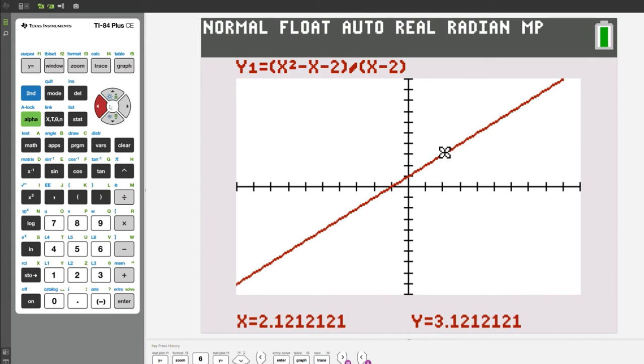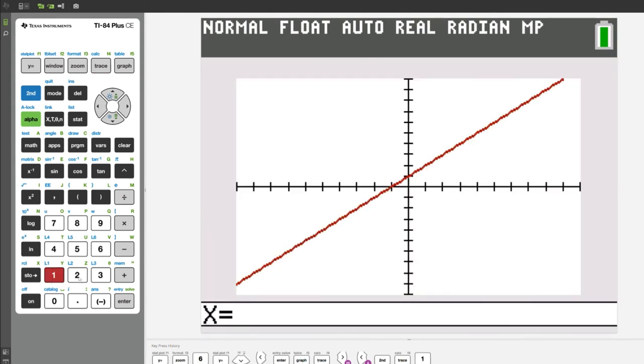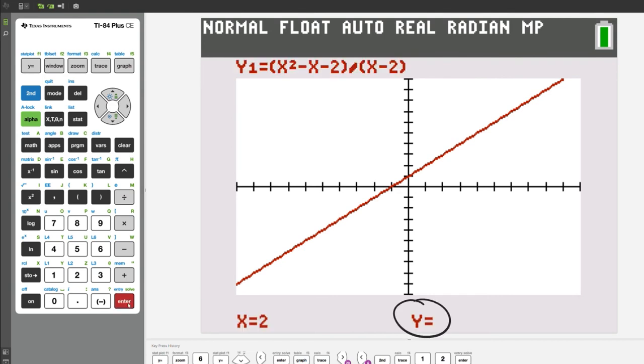So this is just a simple graphical approach. We're using the trace feature to see what's going on. I just pressed second trace so we could enter a value, and I'm entering x equals 2 so that we could see what the value of the function is at x equals 2. You can see that y doesn't have a value. It's not defined. It's undefined.